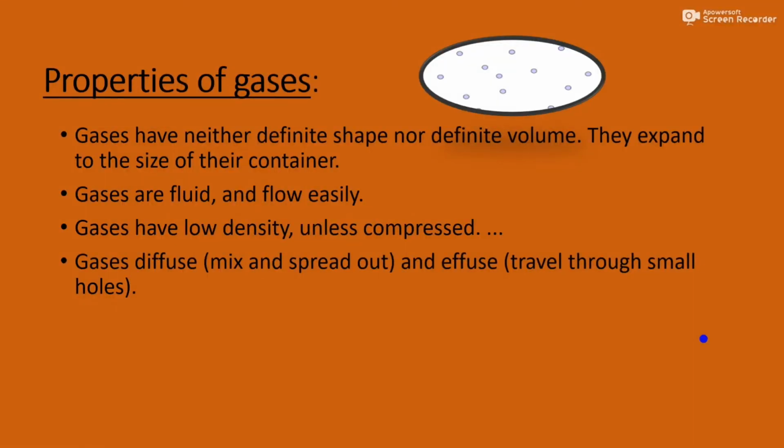Then properties of gases. Gases have neither definite shape nor definite volume. They expand to the size of their container. Gases are fluid and flow easily. Gases have low density unless compressed. Gases diffuse, mix and spread out. That is, diffuse means mix and spread out, and effuse means travel through small holes.